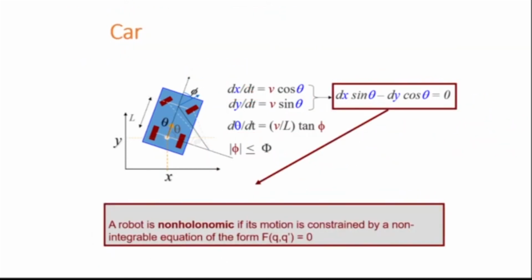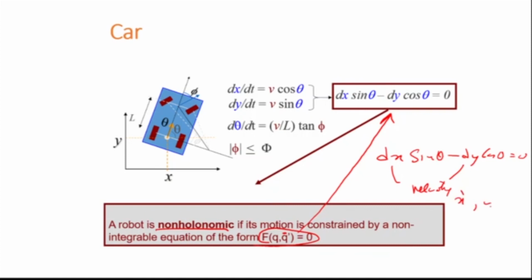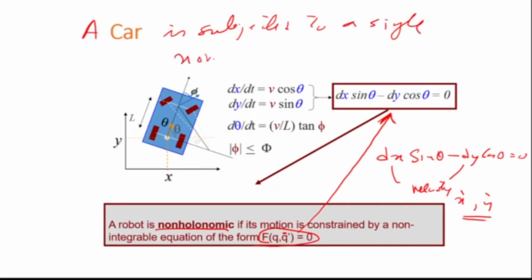Now this is the same car. What we are saying is that a robot is non-holonomic if its motion is constrained by a non-integrable constraint of the form f(q, q dot) equal to 0, and in this particular case, this is the non-holonomic constraint. You can see it as dx sin theta minus dy cos theta equal to 0, where dx and dy are velocities, so it is x dot and y dot. So we are seeing that a car is subjected to a single non-holonomic constraint.